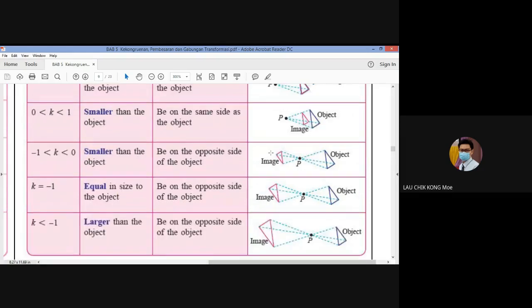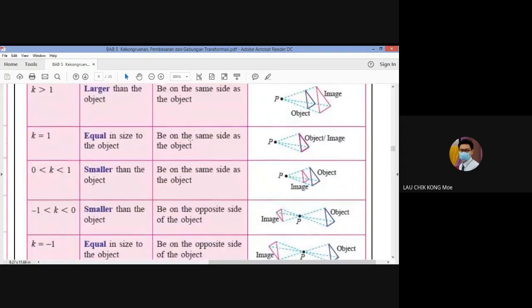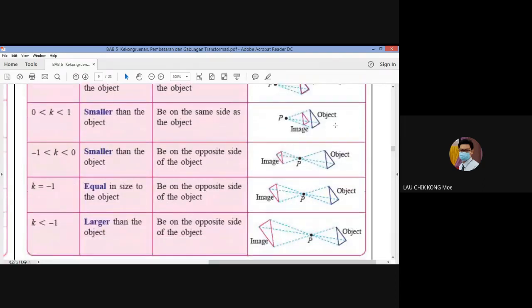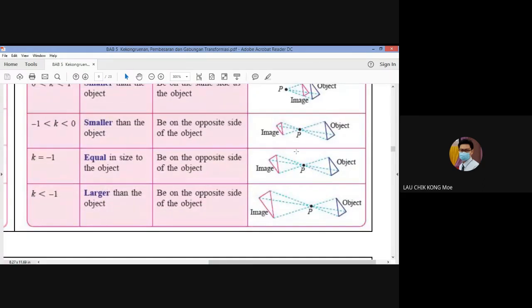Kalau you banding dengan 1, 2, 3 tadi, kenapa kita kata on the same side? Maksudnya pada sisi yang sama. Kalau objek di kiri, image pun di kiri. Objek di kanan, image pun di kanan. Kemudian pusat dia sama ada di belakang dua-dua atau di depan dua-dua. Tetapi kalau scale factor negatif, dia punya center of enlargement is in between the object and image.